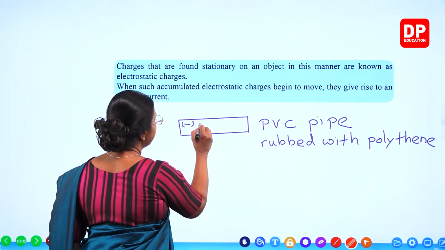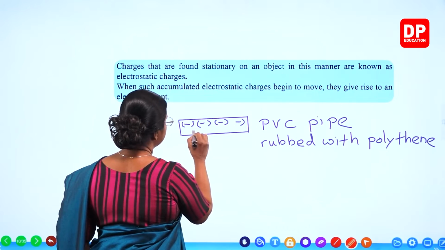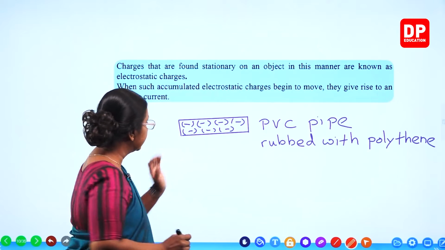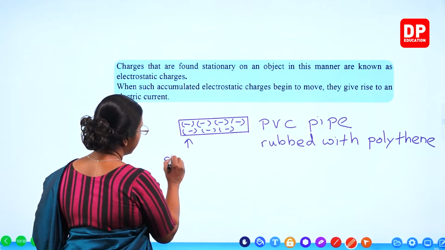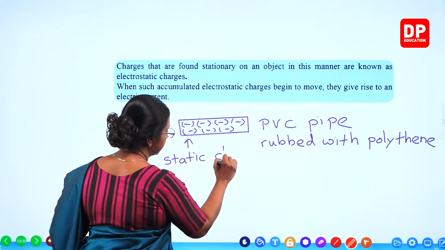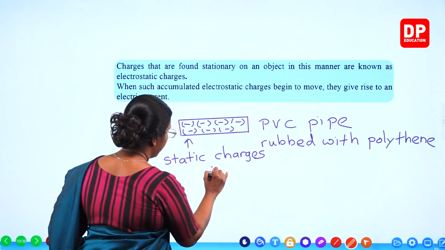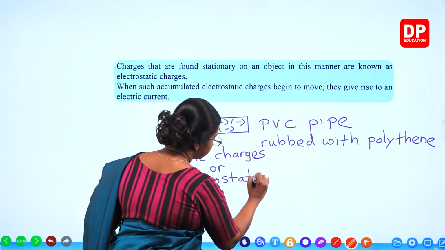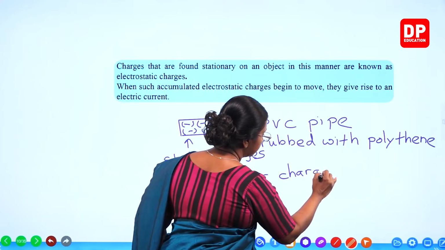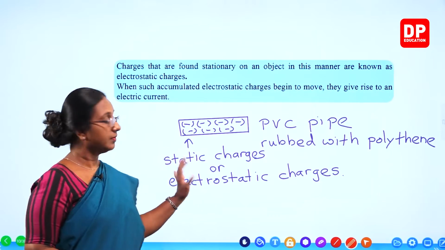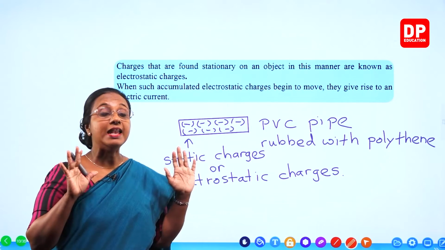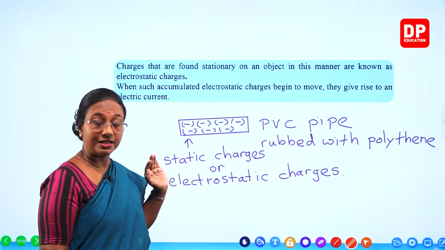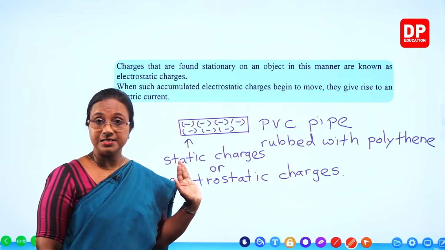Then the surface gets negatively charged. There are negative charges on the surface. These charges are known as static charges, or we call them electrostatic charges. Now at this point, this is just an object, a PVC rod, and it has charges. The charges are not moving. So because of that, we call them either electrostatic charges or static charges.